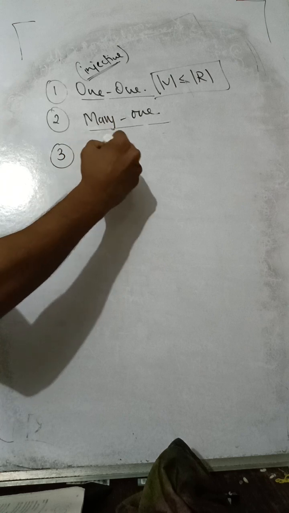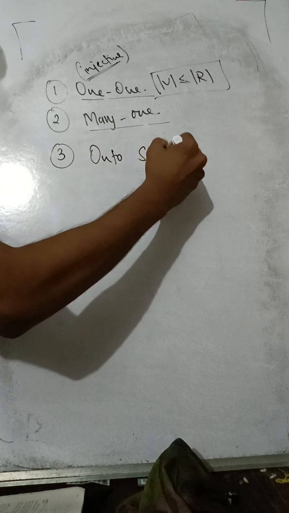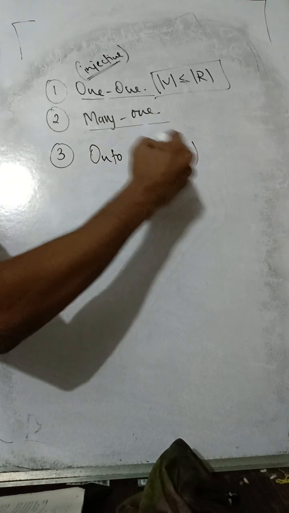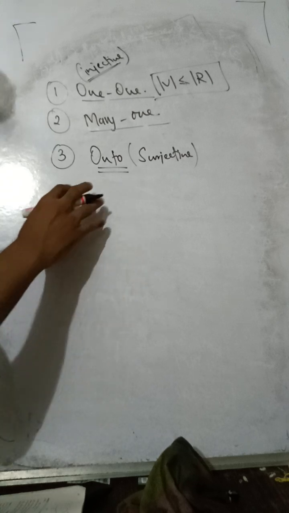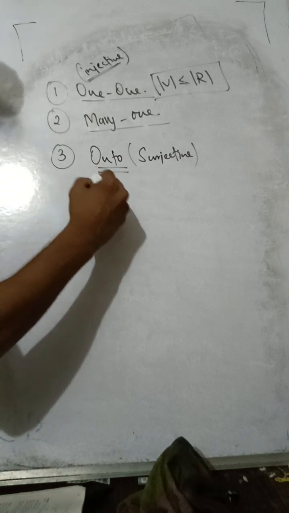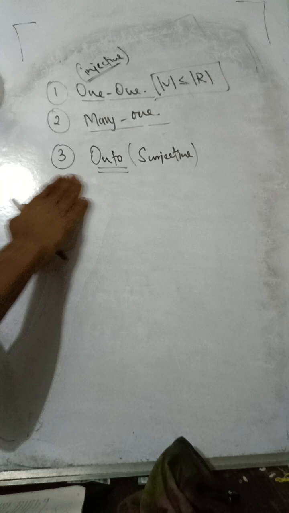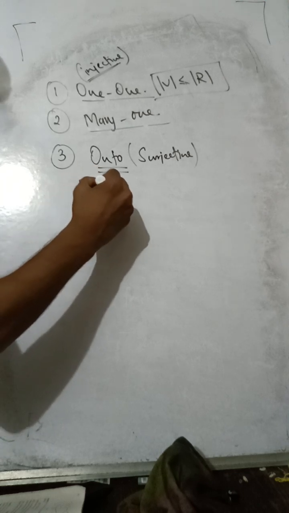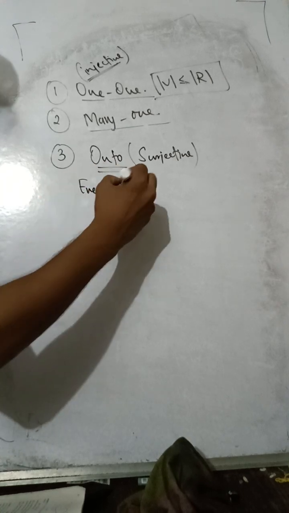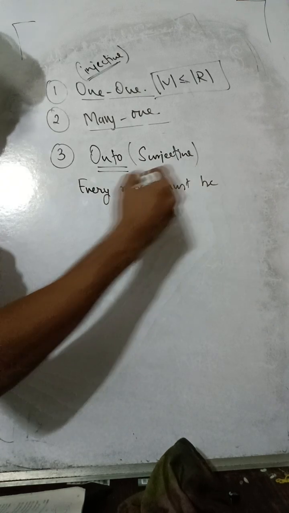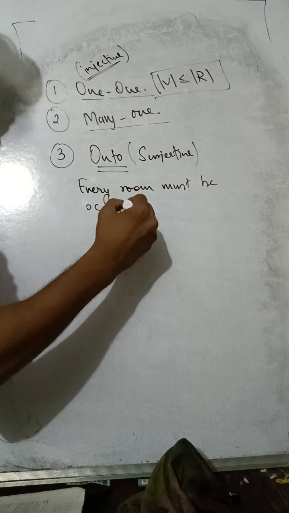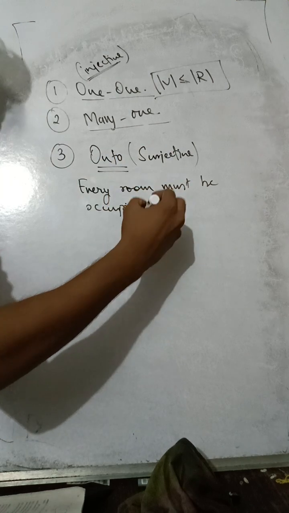The third is onto. Onto has another name, called surjective. So what is an onto function? An onto function is very simple. It just tells us that every room must be occupied. I don't care how many people we have in the room. Just every room must be occupied. So that's an onto function.